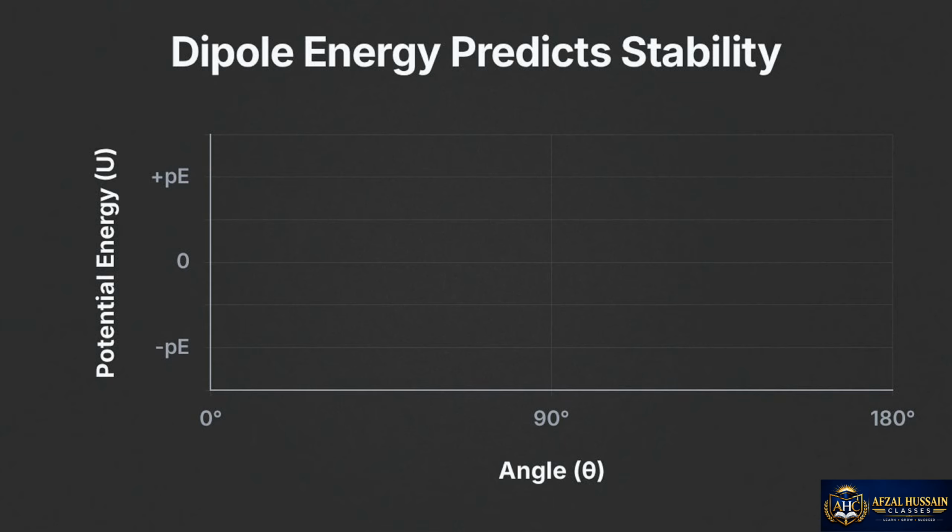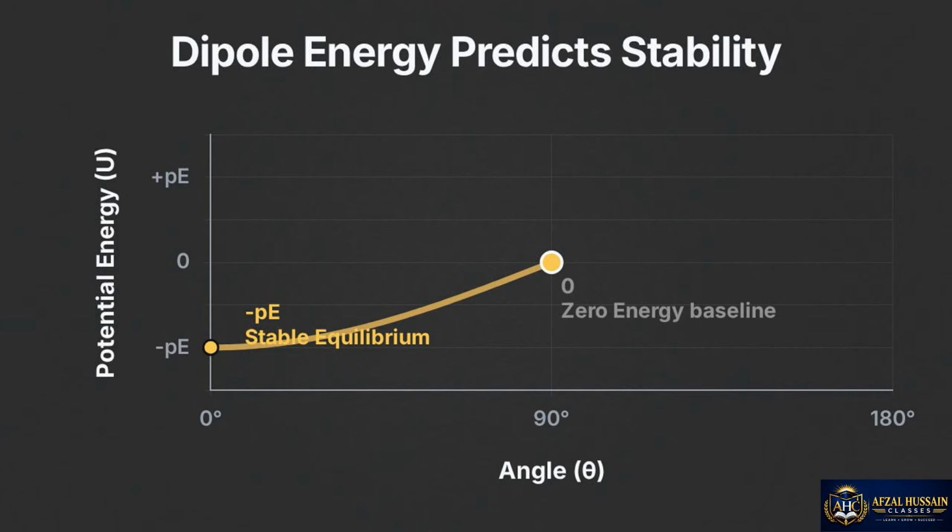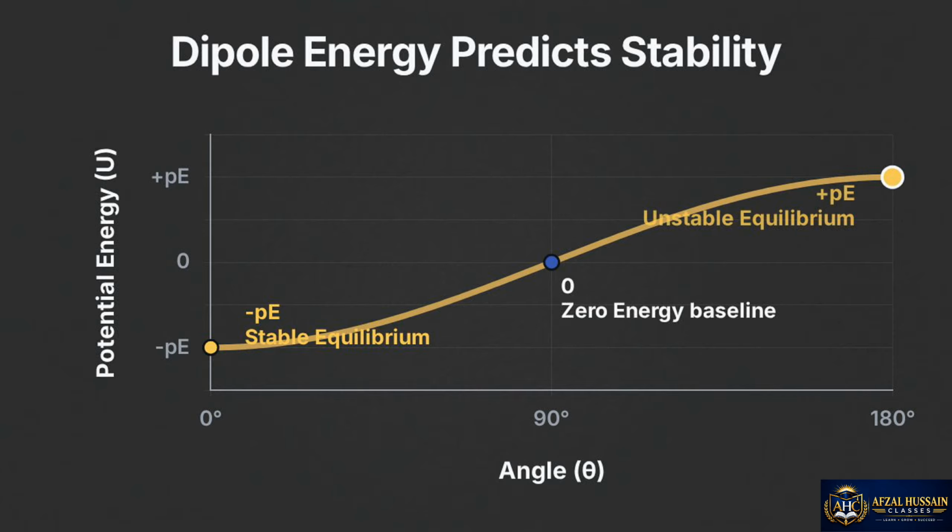At 0 degrees, where the dipole is parallel to the field, the potential energy reaches its minimum value of negative pE. This represents the state of stable equilibrium. At 90 degrees, the marker crosses the x-axis. Here, the energy is 0, matching the baseline we established during our derivation. If we rotate the dipole to 180 degrees, pointing it directly against the field, the energy reaches its maximum value of positive pE. This peak represents unstable equilibrium.